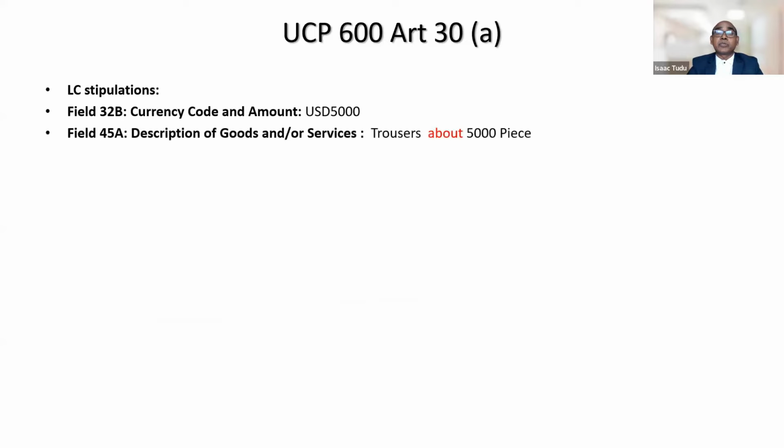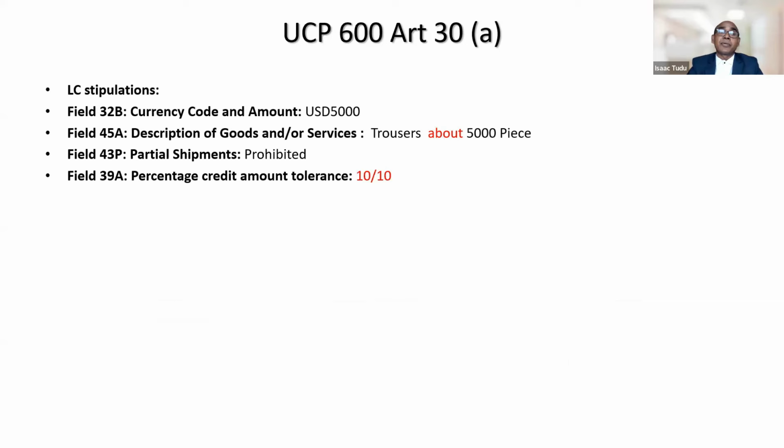So the LC amount is 5,000 US dollar. You can see the goods quantity mentioned here: trousers about 5,000. Focus on the word about, which means this is the case where 10% plus or minus tolerance will be applicable against the quantity. Partial shipment prohibited. You can see here field number 39A, percentage credit amount tolerance 10 by 10. What does it mean? 10 by 10 means plus or minus 10% tolerance is to be given against the LC amount also. So in this case, both against amount as well as against quantity, plus or minus 10% needs to be given. Okay.